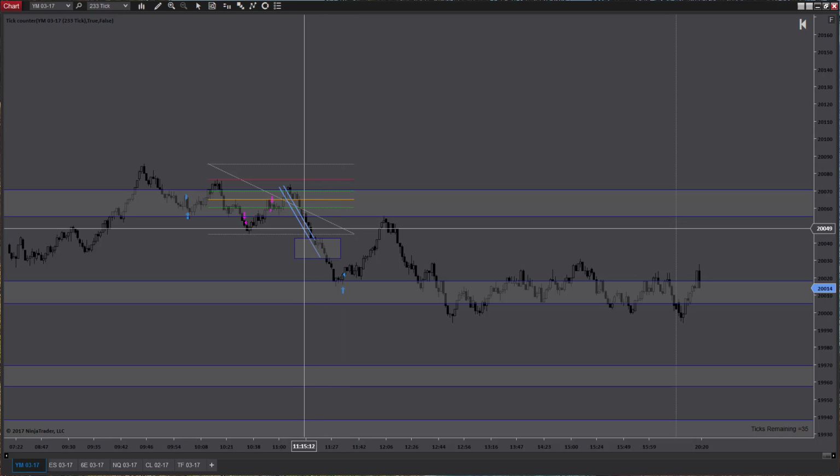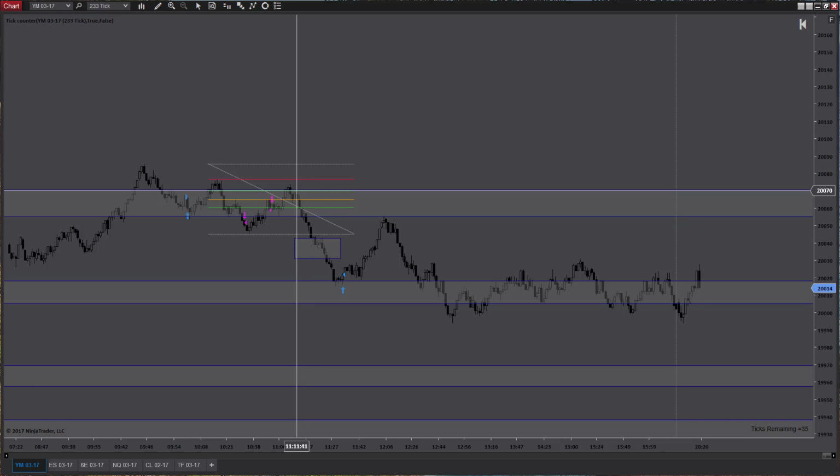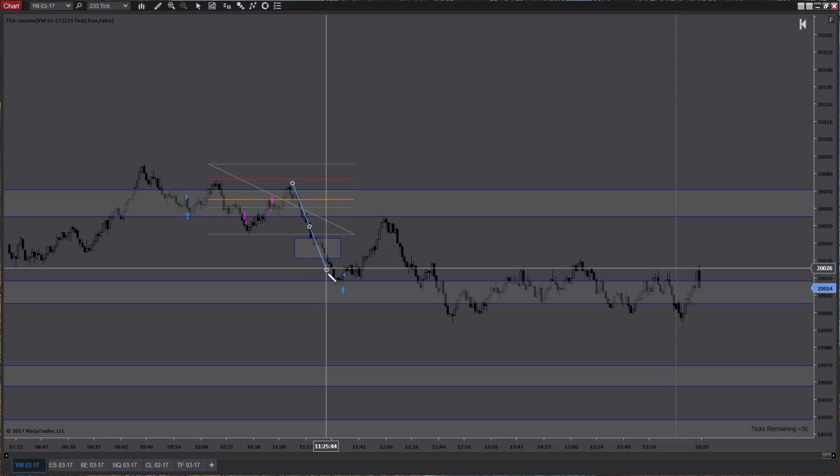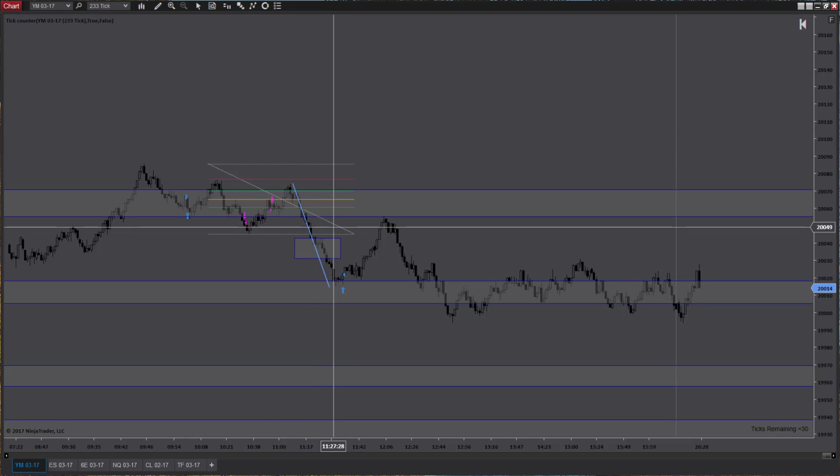Okay, so enough on that. As we can see here now, we have a situation where we have another clear high and clear low, and we have a very clear correction.